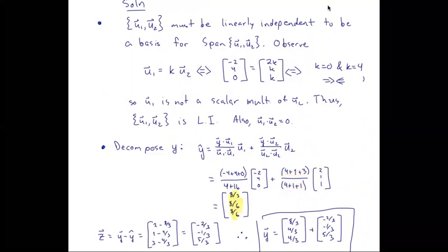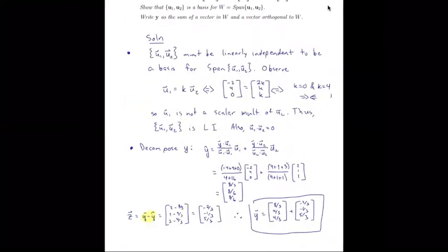So this is our y hat vector. This is the vector that's in the subspace w. It's in the span of u1 and u2. Of course it is, because it's a linear combination of u1 and u2. And then to find z, we just write z down as the difference of y and y hat. We just subtract out the component of y that's in the subspace w in order to get the component of y that's in the orthogonal complement, w perp.